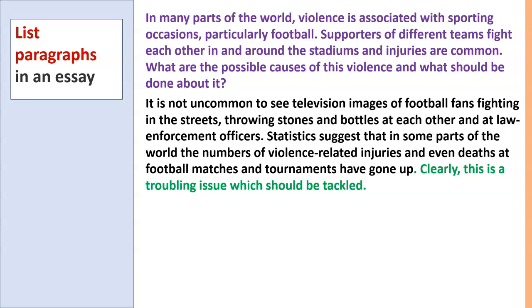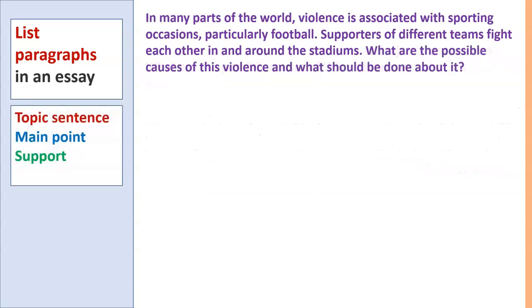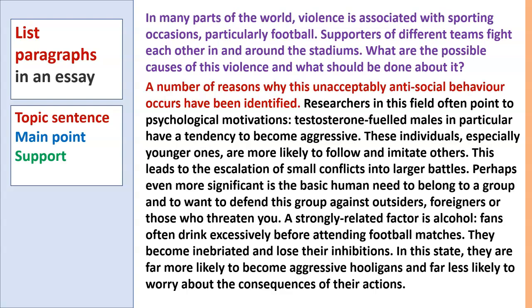So we start with our introduction, which has a thesis statement explaining that this is a troubling question and we need to sort it out. Then we get onto our main body, and our main body is a list paragraph, and it starts with a topic sentence. There you can see, "A number of reasons why this unacceptably antisocial behavior occurs have been identified," and then we have a main point, and this main point is supported. So we have a list, and the first thing on our list is "researchers in this field often point to psychological motivation." So psychological issues is point number 1 on our list.